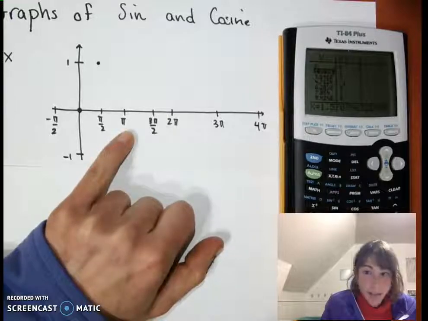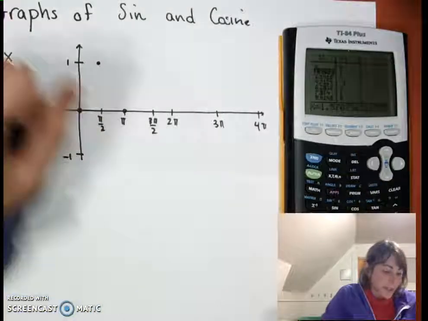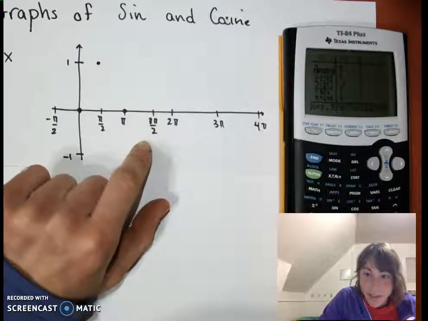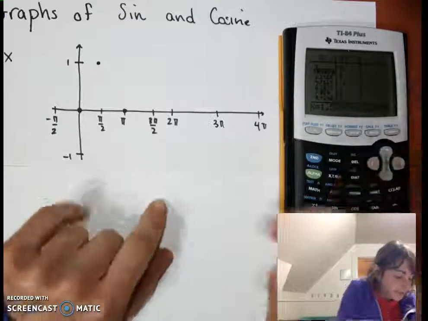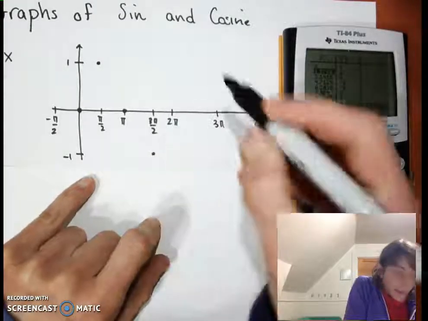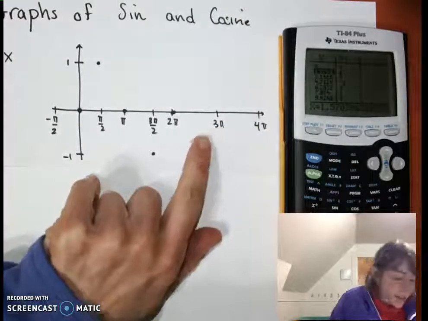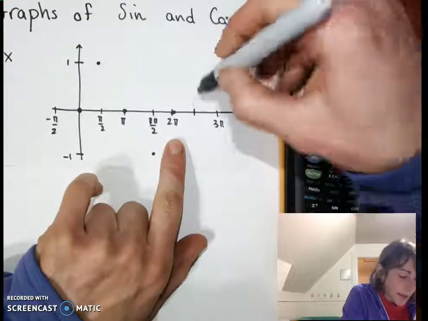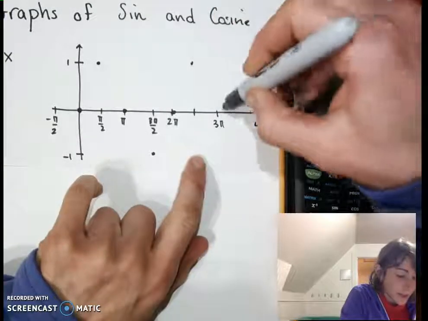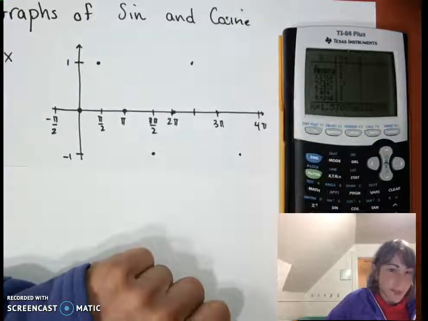At pi, I'm back down to 0. At 3 pi over 2, I'm at -1, excuse me. And at 2 pi, I'm back to 0. Then at this next increment, I'd be back up at 1. At 3 pi, I'm back down to 0, then back to 1.